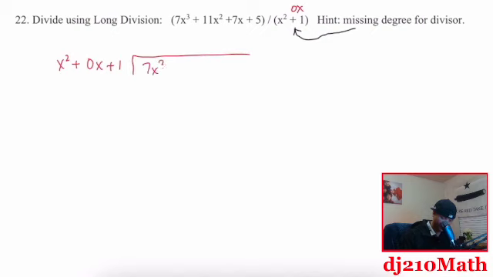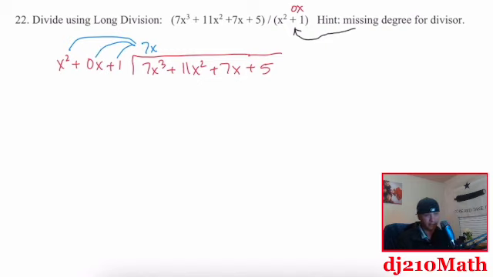Okay, 7x cubed plus 11x squared plus 7x plus 5. And all of them are there. All the terms. 3, 2, 1, constant. Okay. X squared times what gives me 7x cubed? 7x squared. Correction, 7x. So now 7x distributes to everything and gets written underneath, lined up with its appropriate exponent.